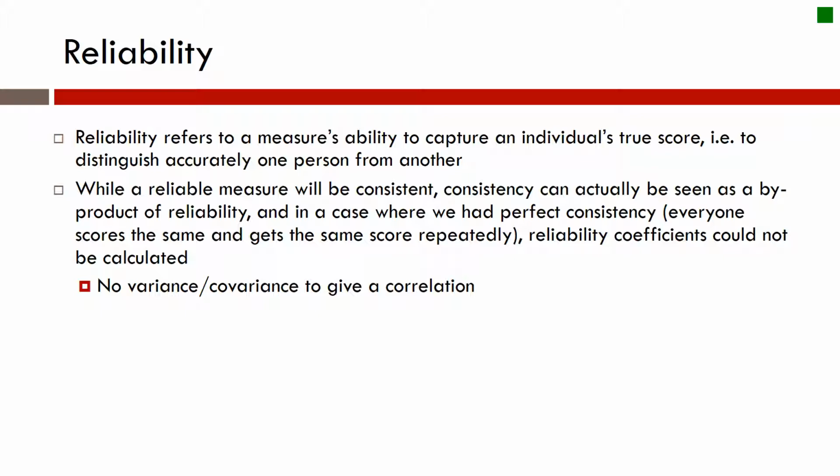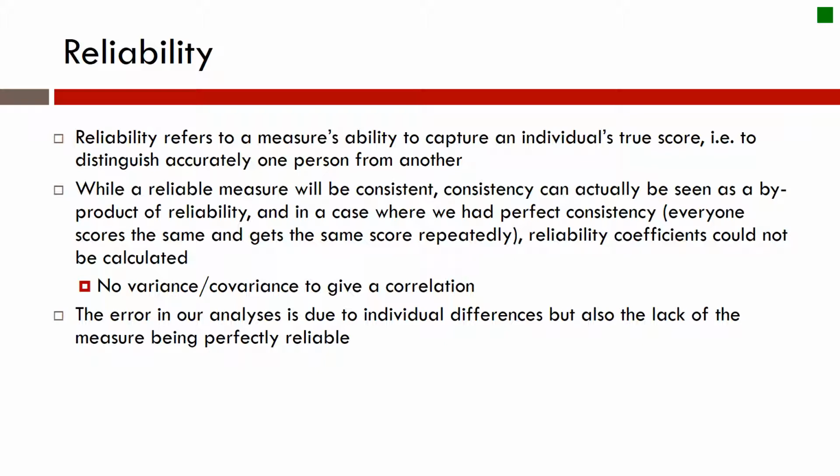While reliable measures may be consistent, consistency can actually be seen as a byproduct of reliability. We typically do not have perfect consistency or perfect reliability, but this is something that we absolutely measure. We have lots of measures, in fact, for reliability. We want to make sure that, to the best of our ability, the instrument that we're using results in data that we can consistently use for the same measures over and over and over again.